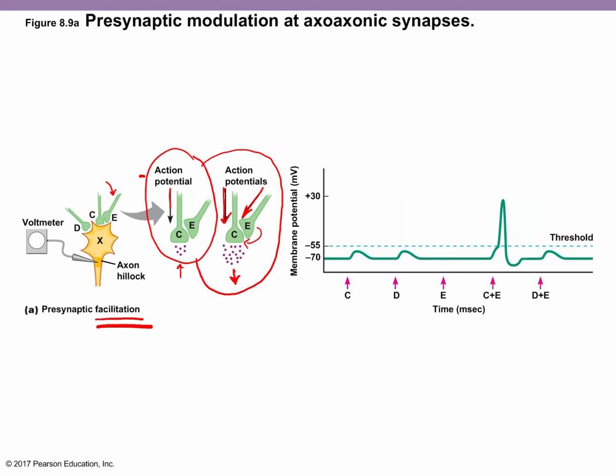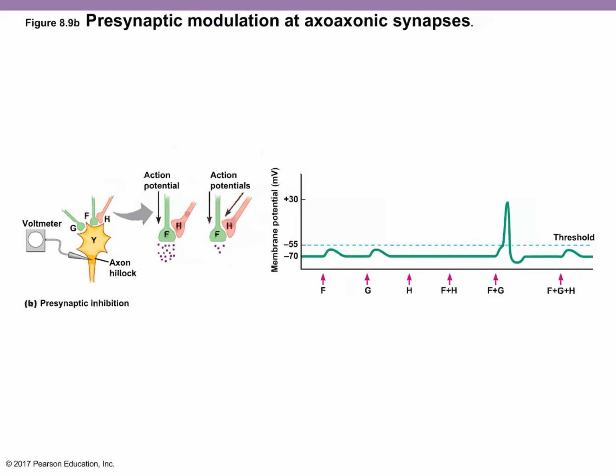Okay, so this is just taking a look at C alone, D alone, E, right? E is not actually contacting X, the neuron here. But with C and E, you're going to create an action potential and increase the amount of neurotransmitter being created.